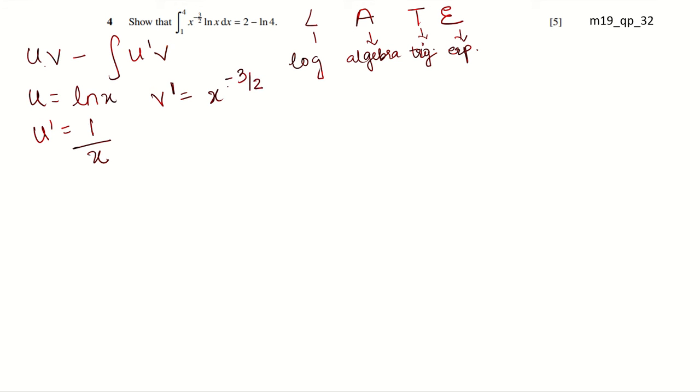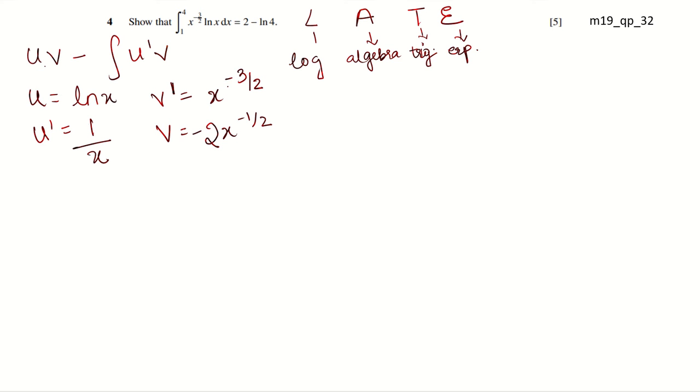So over here in this formula you cannot see v prime at all. You will have to find v. So how would you do that? You will have to integrate v prime to find v. So what would be your v? Just x to the power of minus 3 by 2. So minus 3 by 2 plus 1 is minus 1 by 2. And if you divide 1 by minus 1 by 2, it's going to be minus 2. So minus 2x raised to minus 1 by 2 is v.